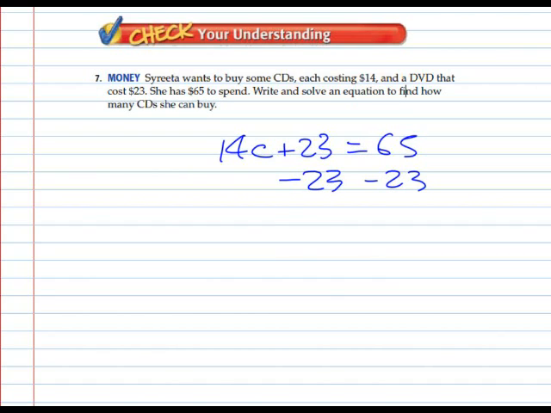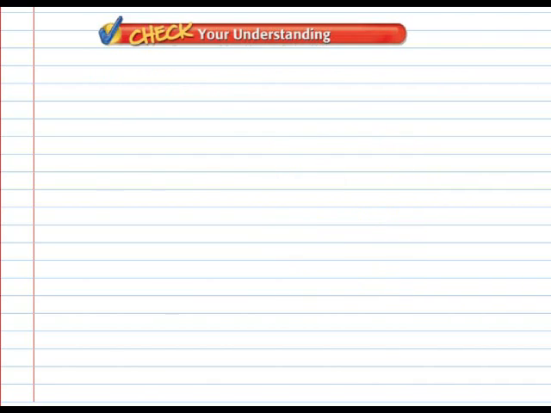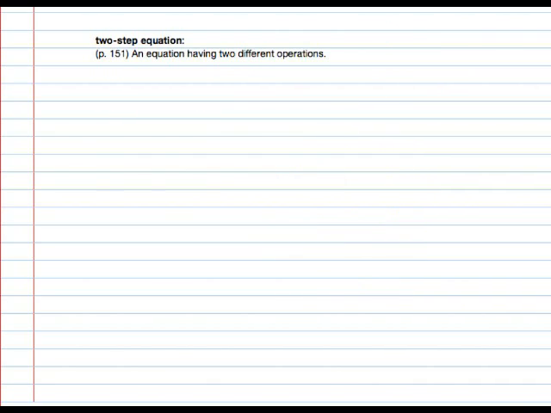Subtract 23 from both sides. We have 14C equals 42. Divide both sides by 14. And the answer is 3. Sarita can buy 3 CDs.